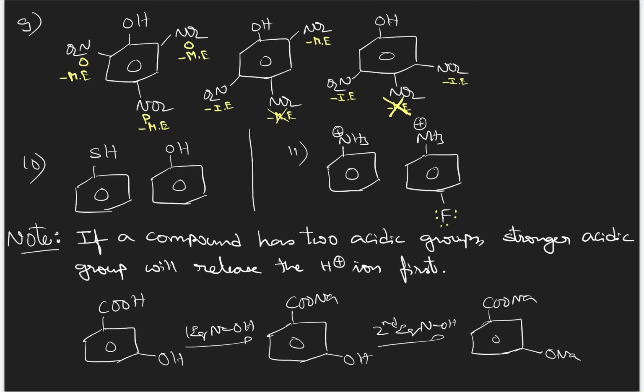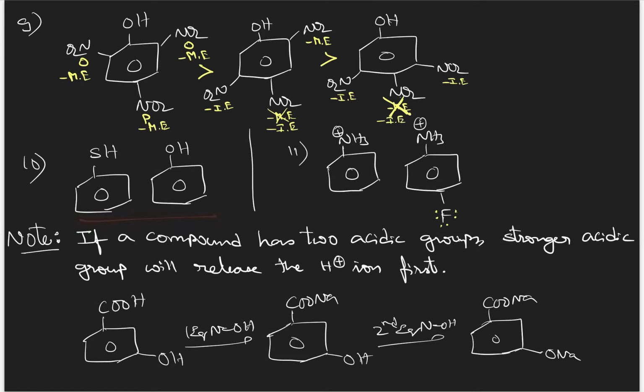Therefore, the first compound is more acidic than the second compound, than the third compound. I think you have understood this point. Very easy. Negative mesomeric effect, and negative mesomeric effect. 3 negative mesomeric effect groups are there here. And here 1 negative mesomeric effect group and the remaining 2 negative inductive effect groups. And here all 3 are negative inductive effect groups only. Understood?